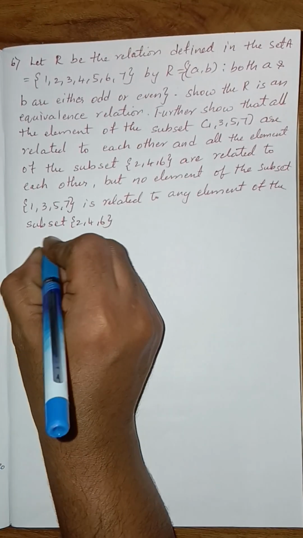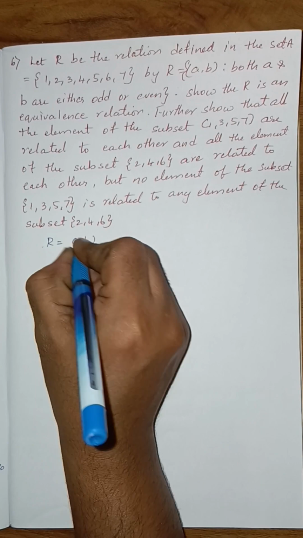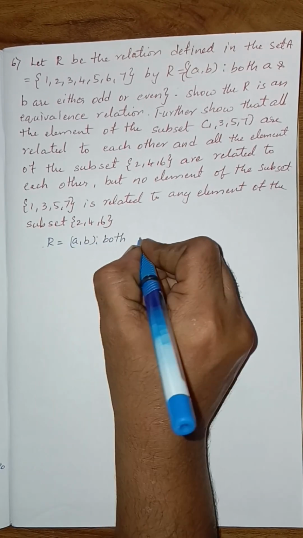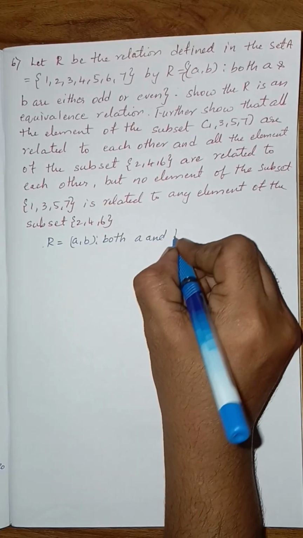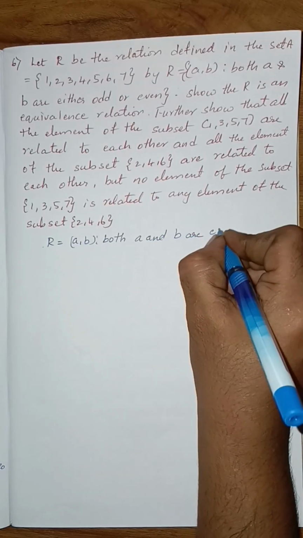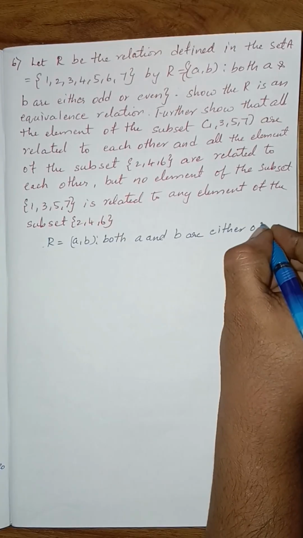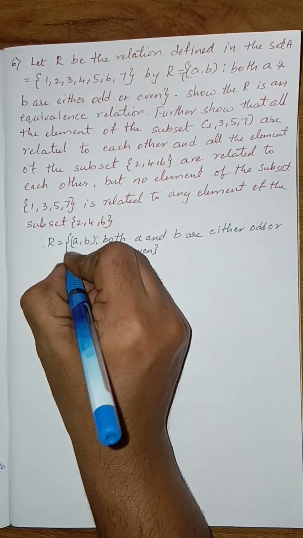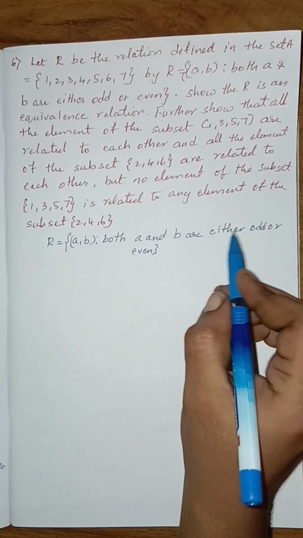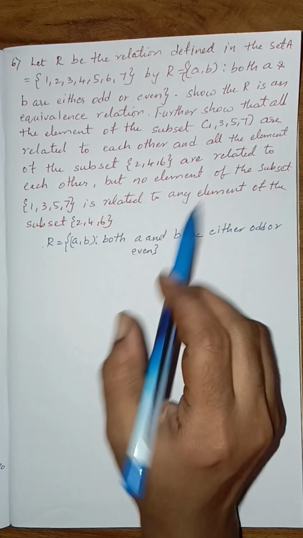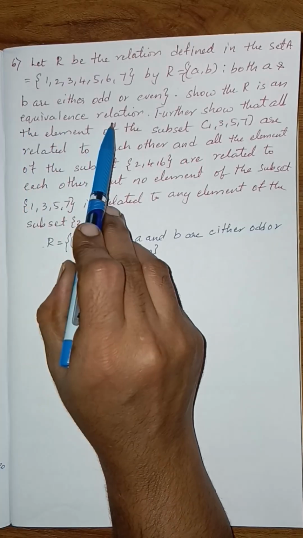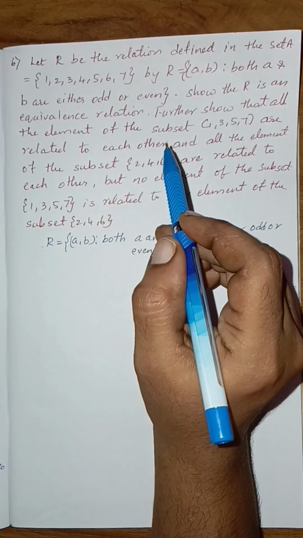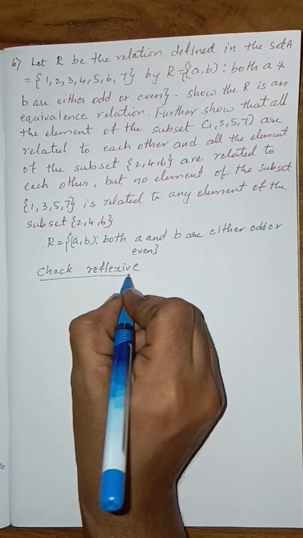So we have a relation (a, b) where both a and b are either odd or even. So this is our relation. So a and b can be either odd or even. So we have to check that it is an equivalence relation. For an equivalence relation, we have to check reflexive, symmetric and transitive. So first we will check for reflexive.